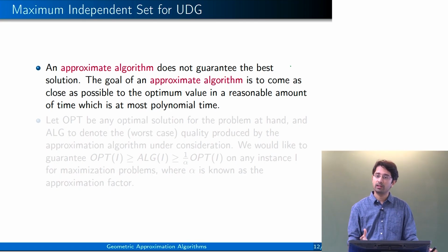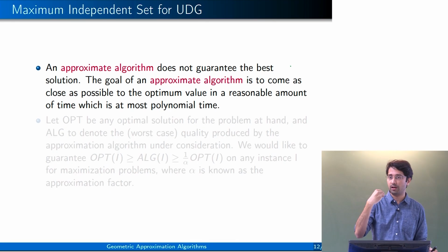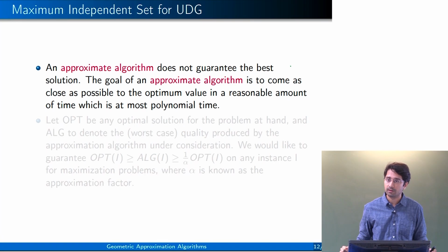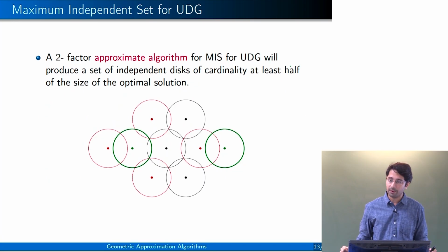Very vaguely speaking, what is an approximation algorithm? I understand that I will not be able to produce a maximum independent set, but can I give you an algorithm which guarantees an output which is some constant fraction of the maximum independent set? For example, what is the size of the maximum independent set? 4. Can you produce an independent set of size 2? If we can, then it will be known as a 2-factor algorithm.